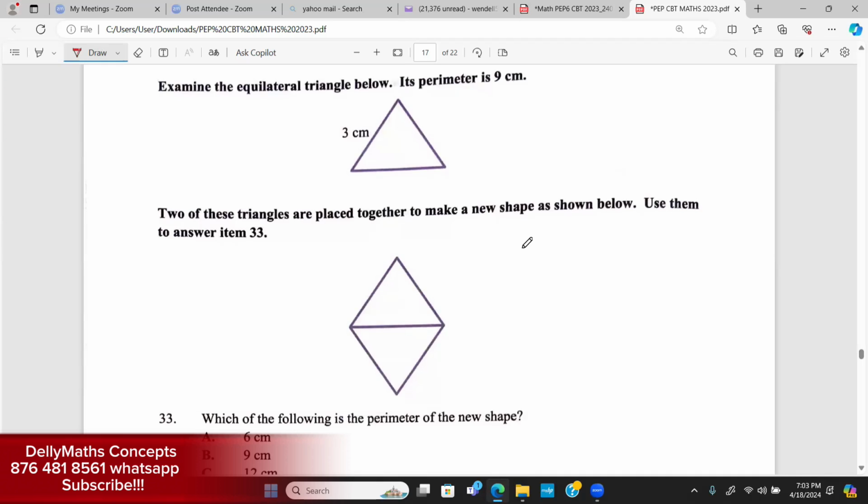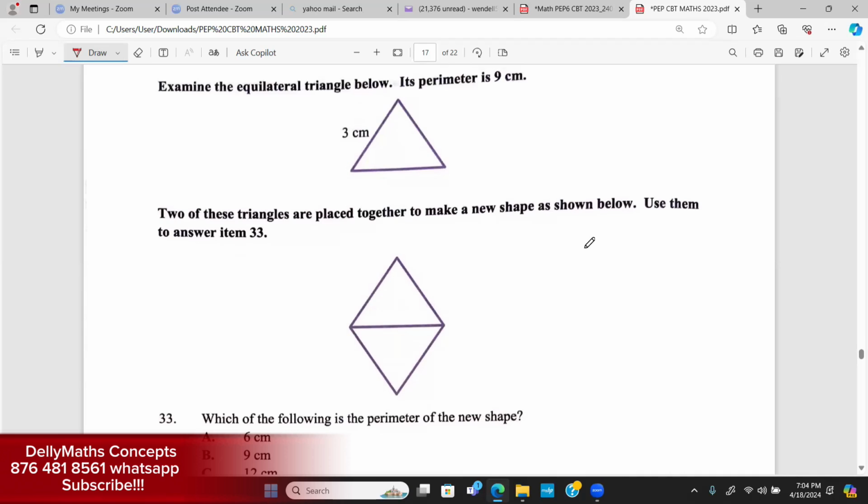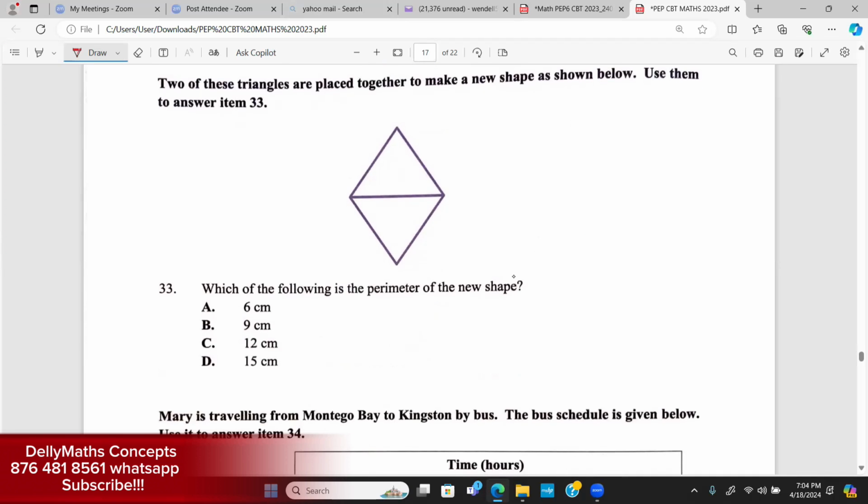All right, we have two of these triangles placed together to make a new shape as shown. Use them to answer item 33. The key here is that it's an equilateral triangle. That means this is 3 and this is 3 cm, just the same. Which of the following is the perimeter of the new shape?